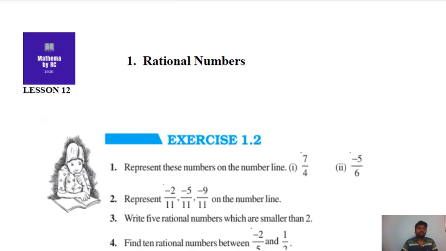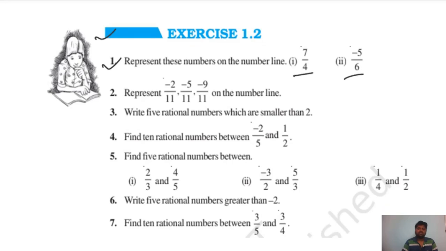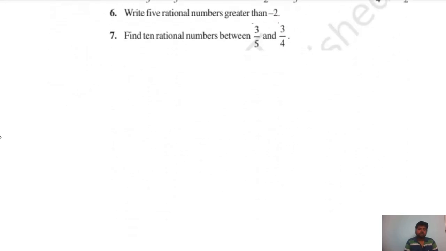In this exercise 1.2, we discuss the numbers in your textbook. We represent the numbers 7 by 4 and minus 5 by 6 on the number line. So in this problem, when we solve it, we create a number line, that is, a straight line.